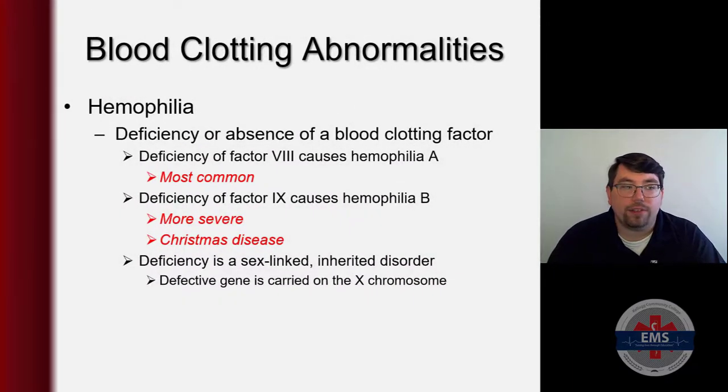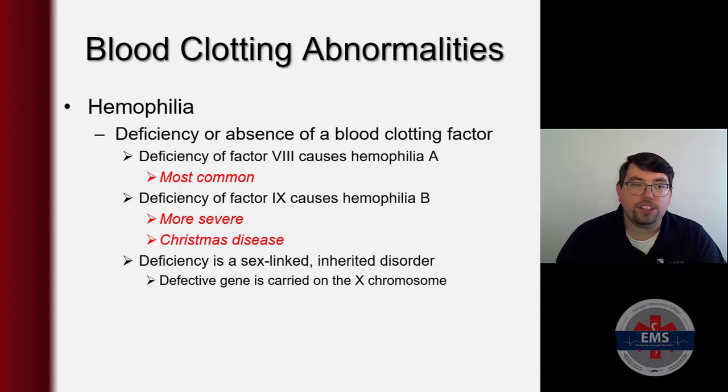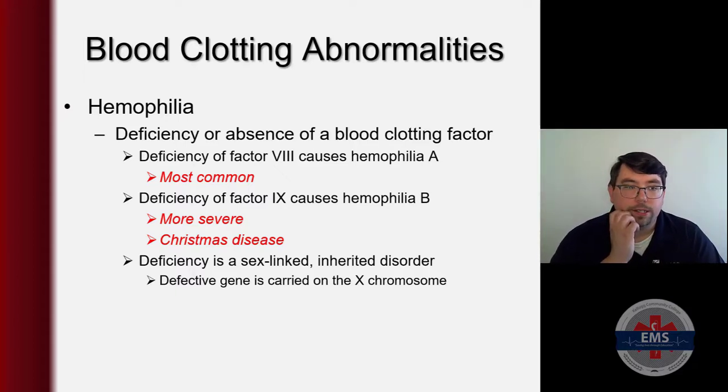Hemophilia now. Hemophilia is defined as a blood disorder in which one of the proteins necessary for clotting is missing or defective. A deficiency in factor VIII is called hemophilia A. A deficiency in factor IX is known as hemophilia B, or Christmas disease. And hemophilia A is the most common inherited disorder of hemostasis.